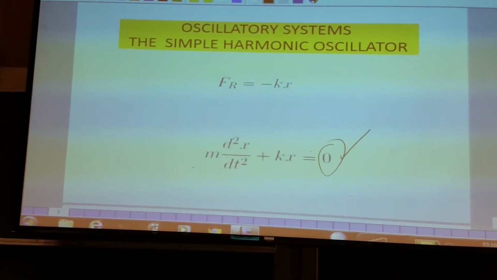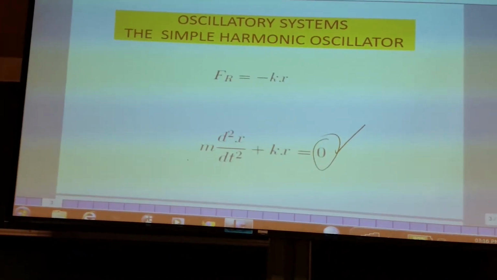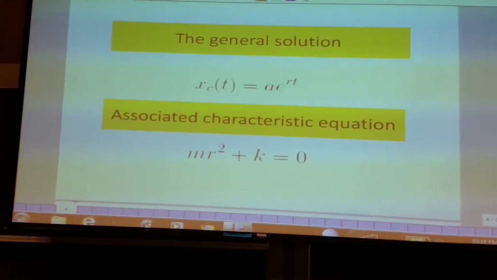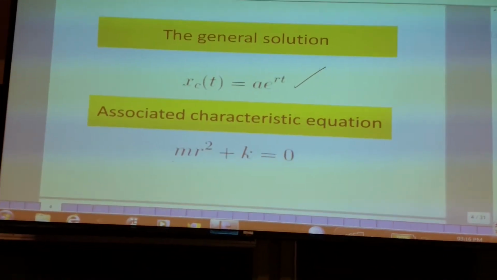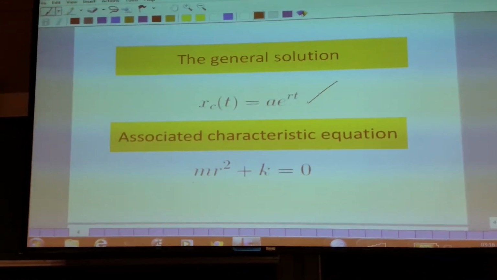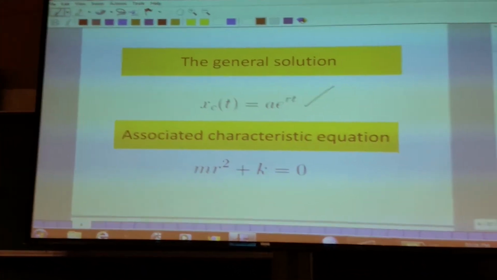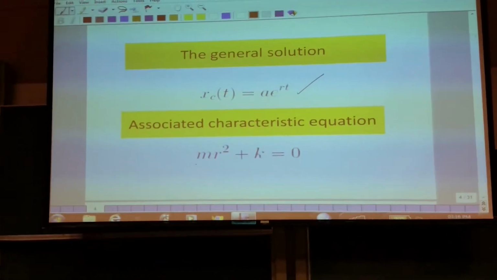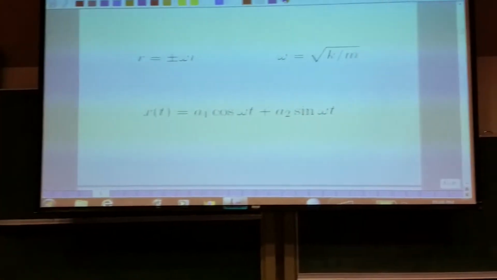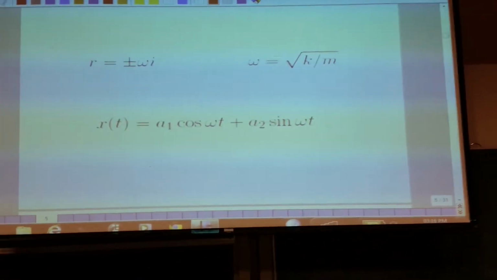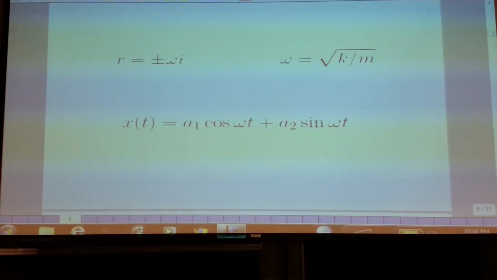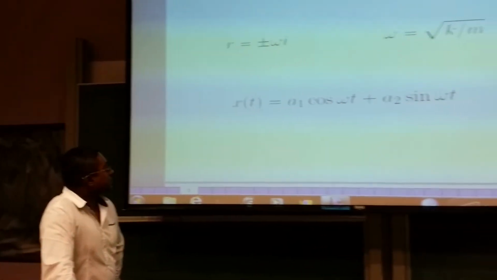You'll recall from our last lecture how to solve this. It's pretty straightforward. We let x of t equal a e to the rt, where a is a constant and r is a constant. The associated characteristic equation for that second order equation turns out to be m r squared plus k equals 0. I'm sure every single one of you can solve the quadratic equation for r. The solution that we get is r equal to plus or minus omega i, where omega is equal to root k over m. Omega is also known as the natural frequency of these oscillations.